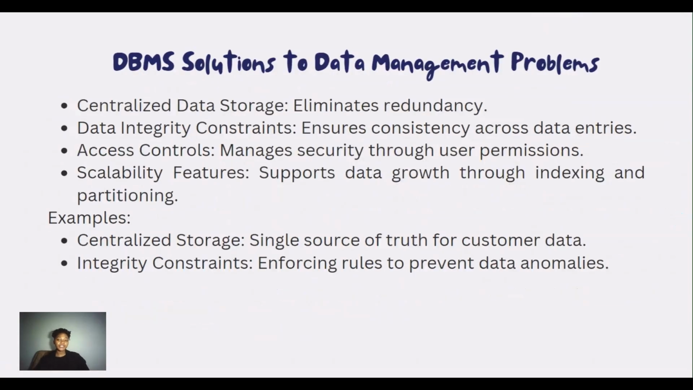Solutions to data management problems. The first one is centralized data storage, which eliminates redundancy. This is a single source of truth for customer data. The second one is data integrity constraints, which ensure consistency across data entries and enforce rules to prevent data anomalies. The third one is access controls, which manages security through user permissions. And the fourth one is scalability features, which supports data growth through indexing and partitioning.